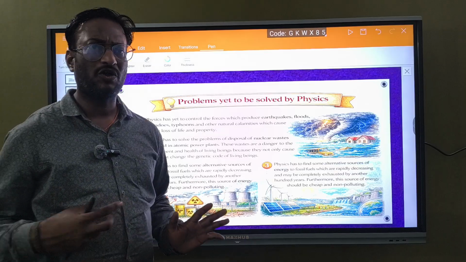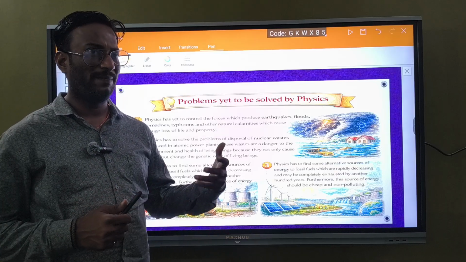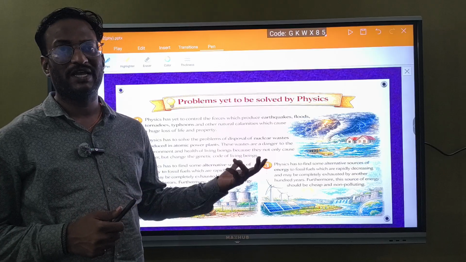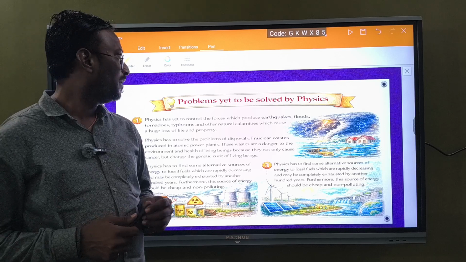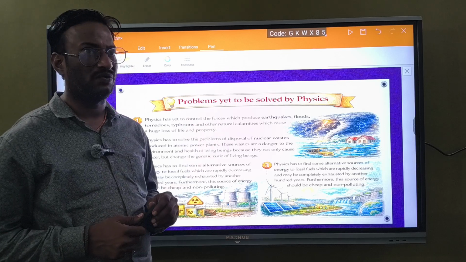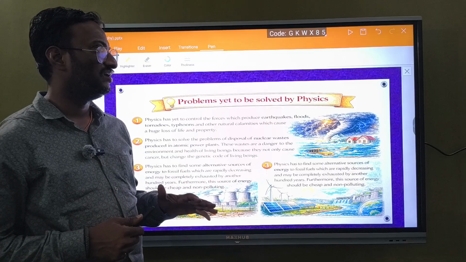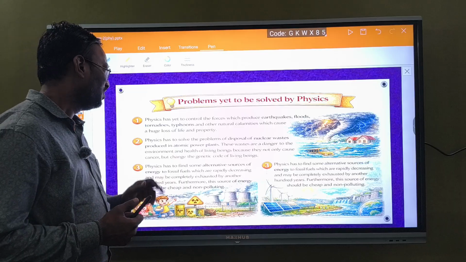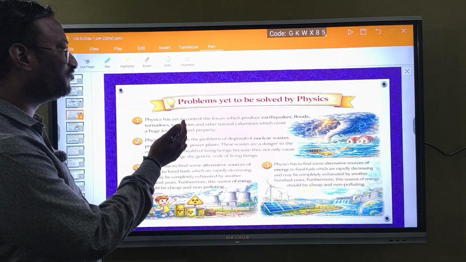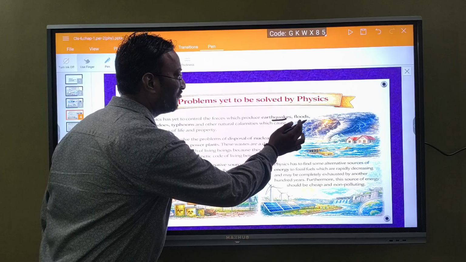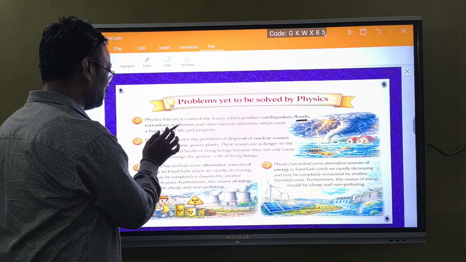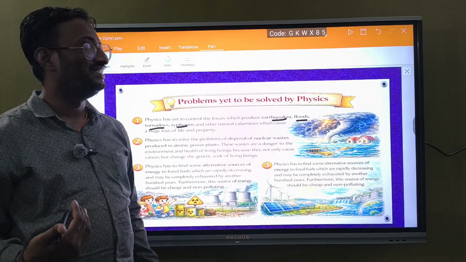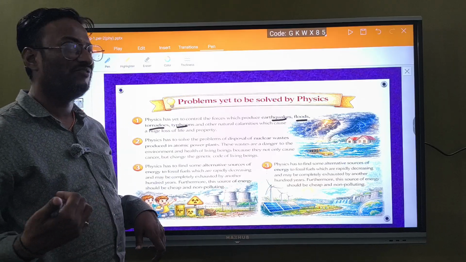of course, we have discussed a lot of things. We have invented a lot of things through the principles of physics, and we are using a lot of them. But there are problems yet to be solved in physics. Physics is unable to solve a few kinds of problems. What are those? First thing is, it has to control the forces produced by earthquakes, floods, typhoons, tornadoes. Natural disasters cannot be stopped by physics till date.